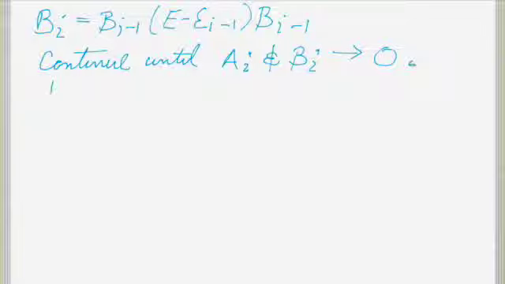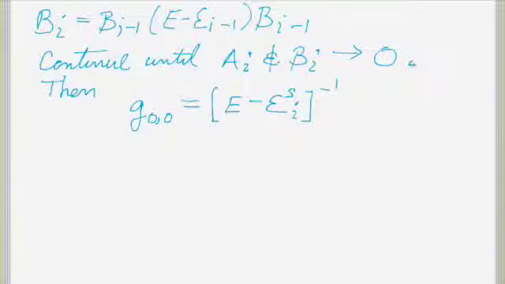Then G00 is just equal to (E minus epsilon_S) inverse, because you have renormalized it to the point where you have one site that's just not coupled to anything. And it becomes very simple.